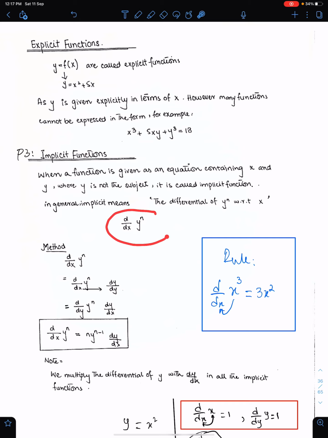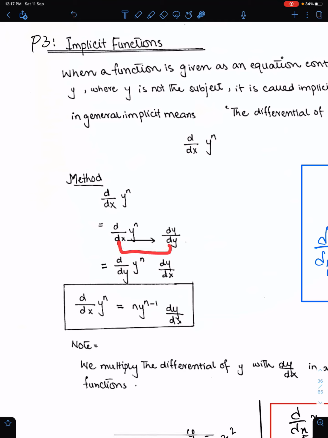So to differentiate this function, we first need to convert this dx in the form of dy. We must have dy here. According to the rule of differentiation, we must have same operator here. So to differentiate this, we need to multiply this entire thing with dy upon dy so that we can bring dy here. So after multiplying this thing with dy upon dy, we just need to interchange these two. So when we will interchange these two, we will get this thing and this thing here.